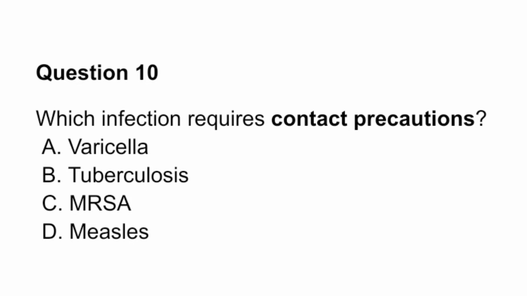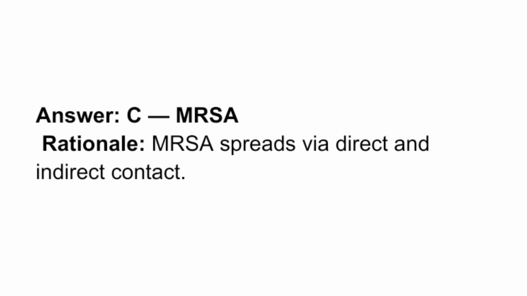Question 10. Which infection requires contact precautions? A. Varicella. B. Tuberculosis. C. MRSA. D. Measles. Answer, C. MRSA. Rationale, MRSA spreads via direct and indirect contact.